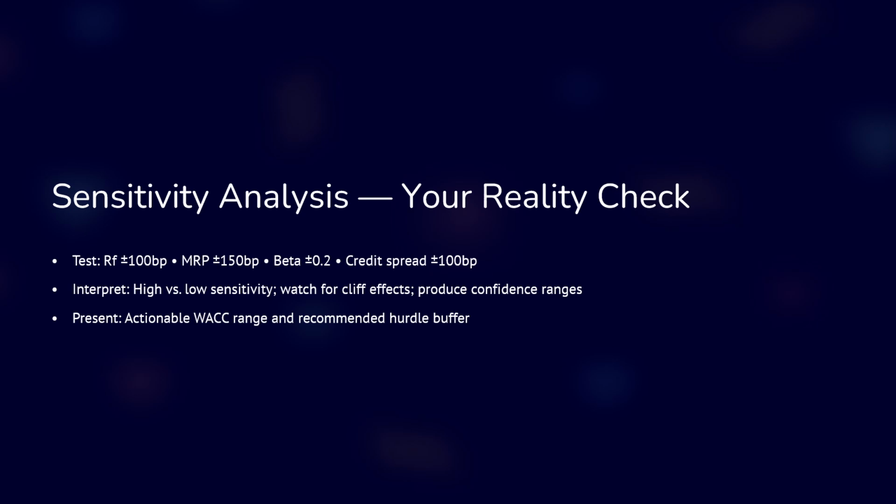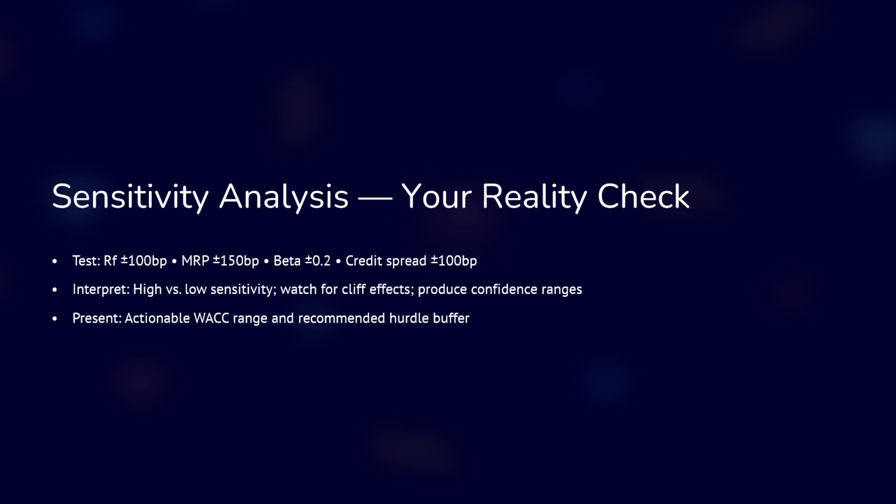If a change in market risk premium from 5.5% to 6% changes your WACC by 50 basis points, market risk premium selection is critical. Spend extra time here researching and justifying your choice. Low sensitivity example: if changing credit spread by 50 basis points only changes WACC by 5 basis points, don't spend hours refining your credit analysis.